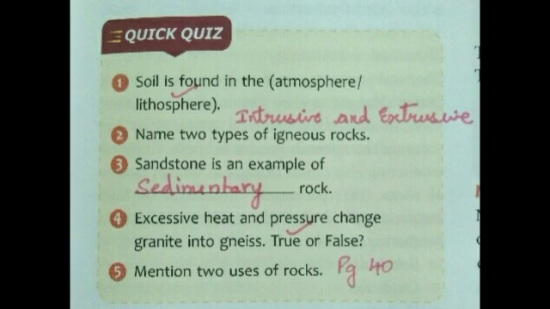Next, mention two uses of rock. Any two uses you can see. We can form soil from the rocks, and in ancient times, rocks were used to make tools and weapons. Whichever is easy for you, you can write those two points.